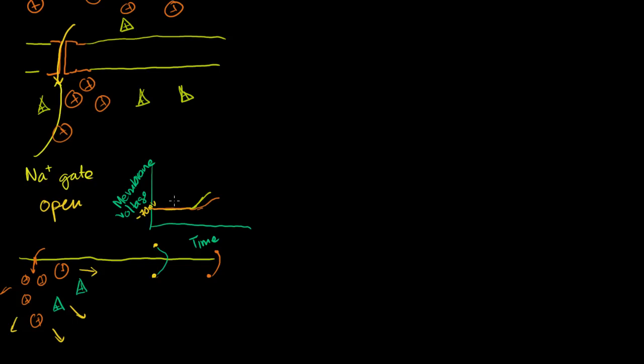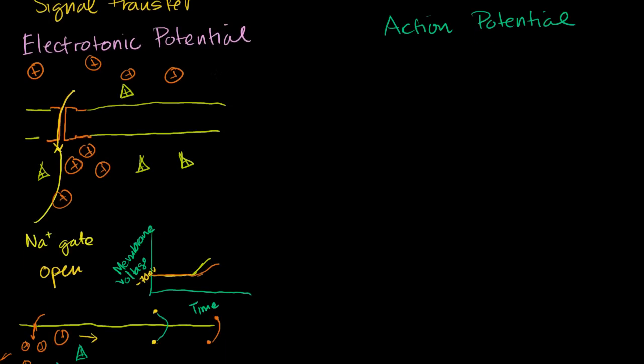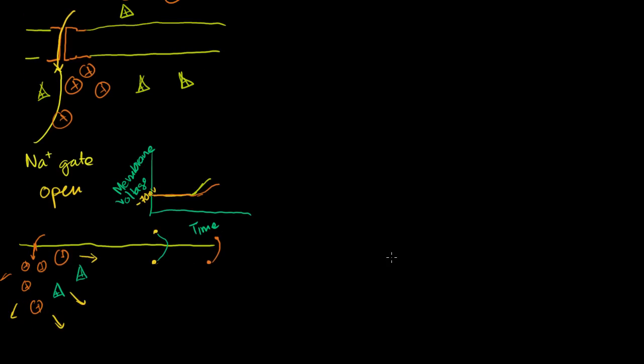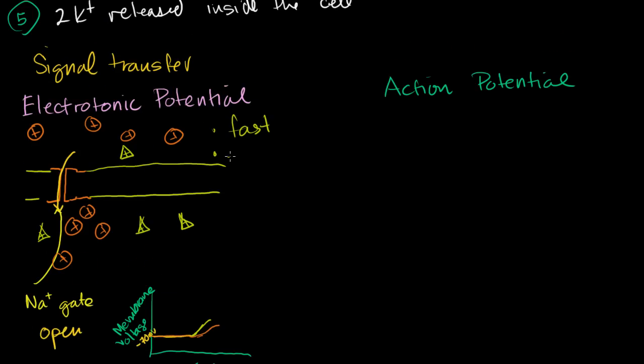So in an electrotonic potential, what happens is at one point in the cell, a gate opens, charge starts flooding in, and it starts affecting the potential at other parts of the cell. But the positive of it is it's very fast. So this is fast. As soon as this happens, further down inside, this is the inside of the cell, it starts becoming more and more positive. But the further you go, the effect gets dissipated. The effect dissipates with distance.